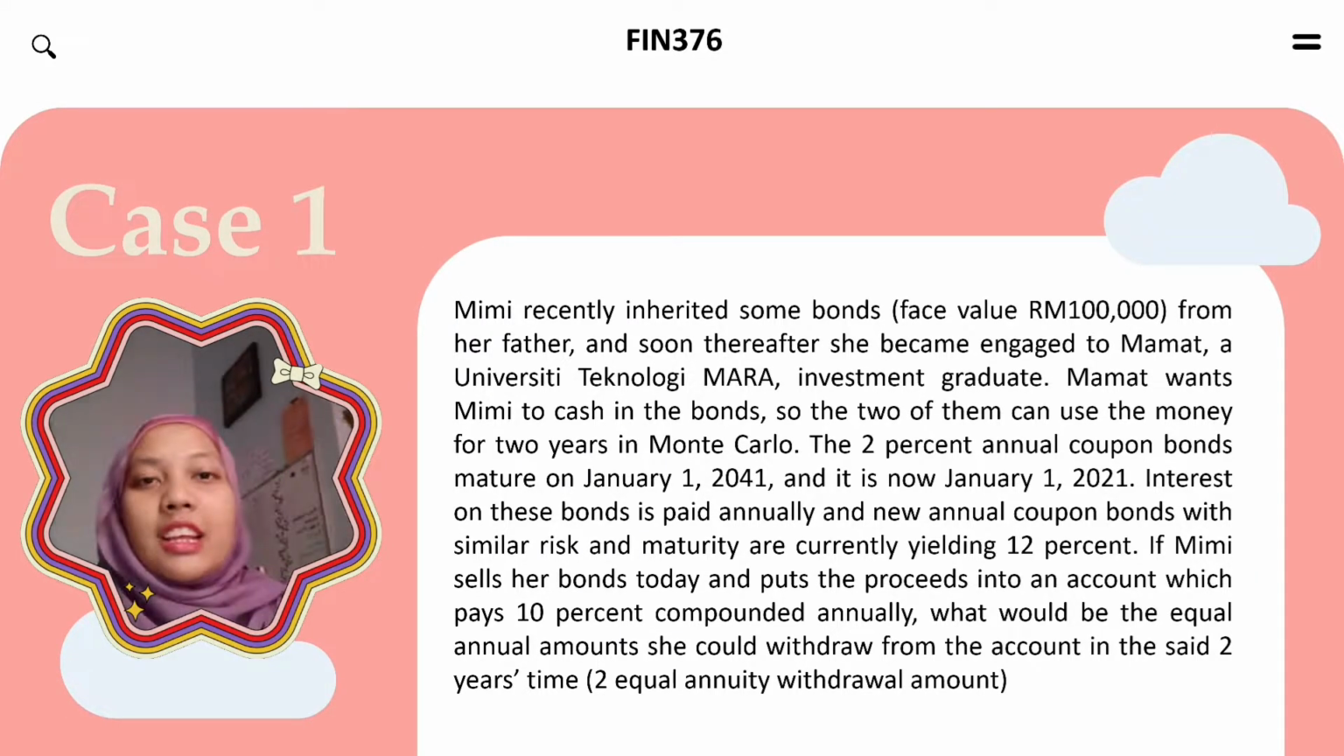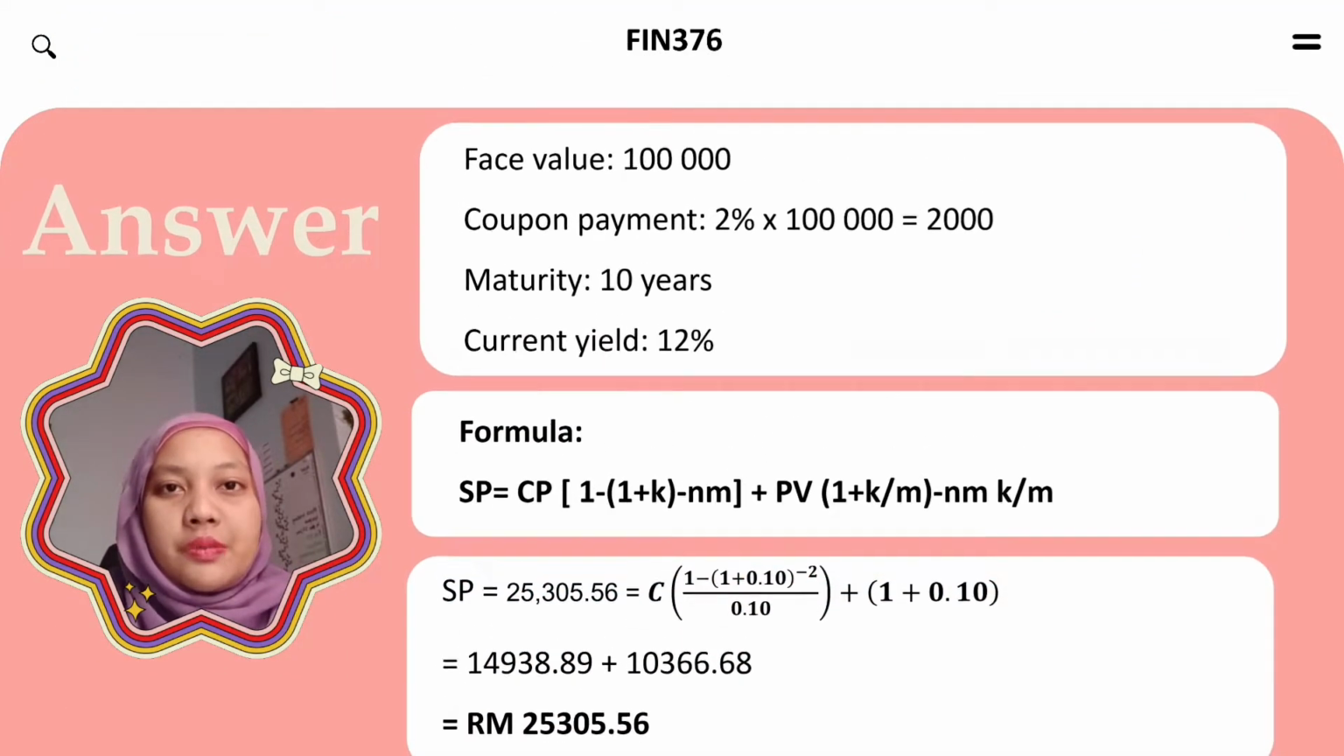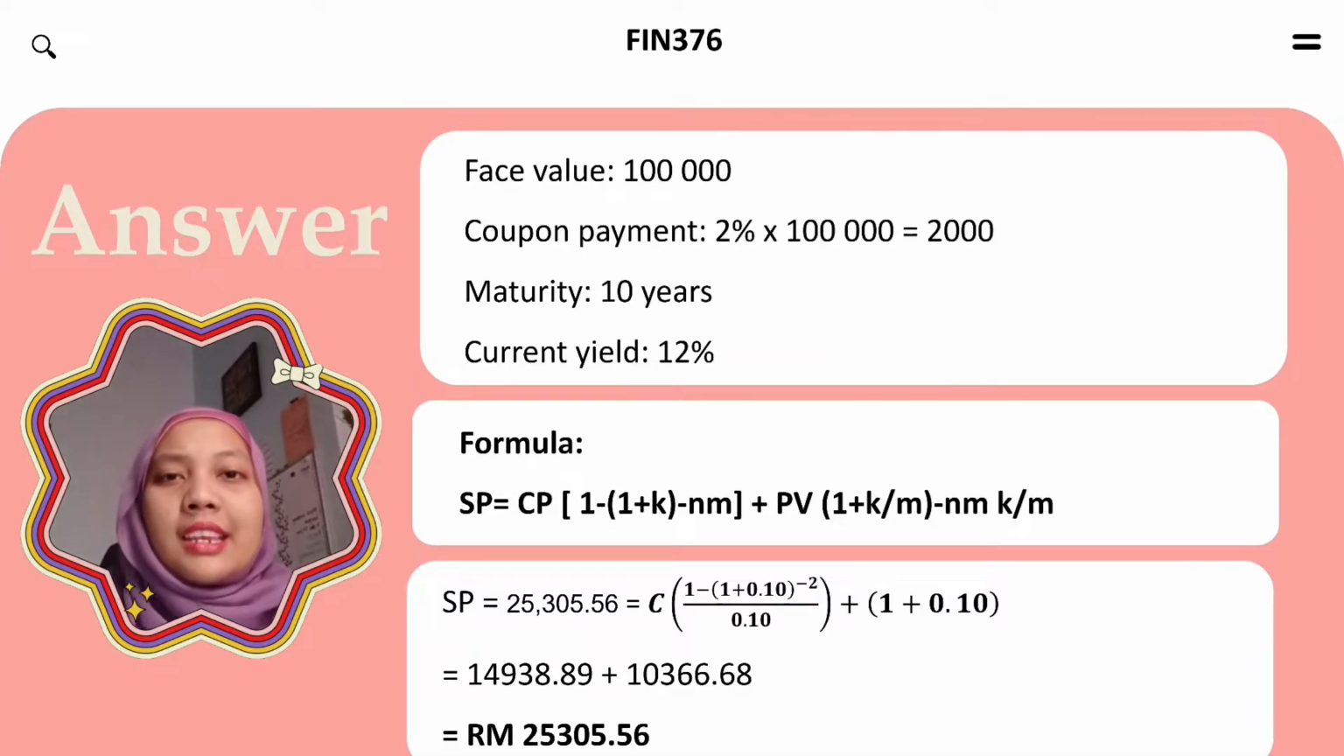withdrawal amount? Now we have the information of face value of RM100,000 and the CP, the coupon payment, is calculated by 2% times 100,000 ringgit and we will get 2,000 ringgit for the CP. The maturity is 10 years and the yield is 12%. Using the selling price formula, we will get the amount of RM25,305.56.